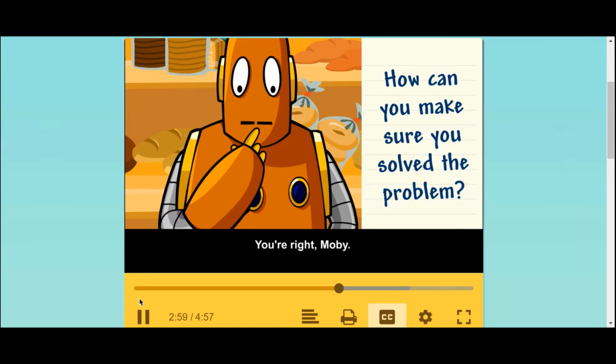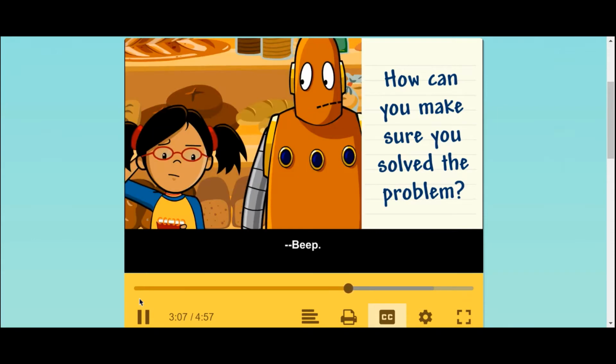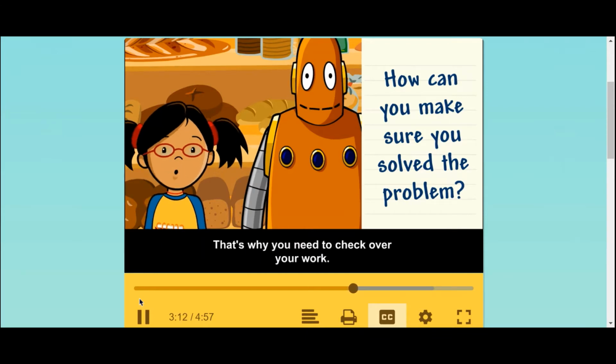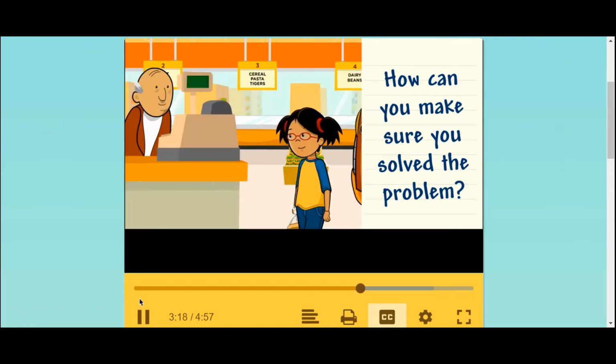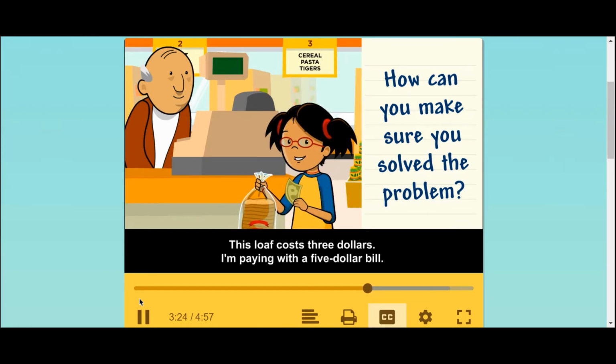You're right, Moby. You should always check your work. Hey, I made a mistake in my drawing. That's okay, Moby. Mistakes happen. That's why you need to check over your work. We need 16 slices of bread. This loaf costs $3. I'm paying with a $5 bill. How much change should I get back?